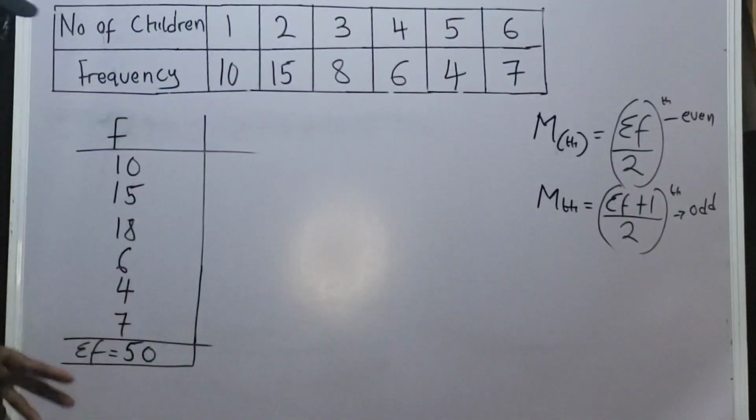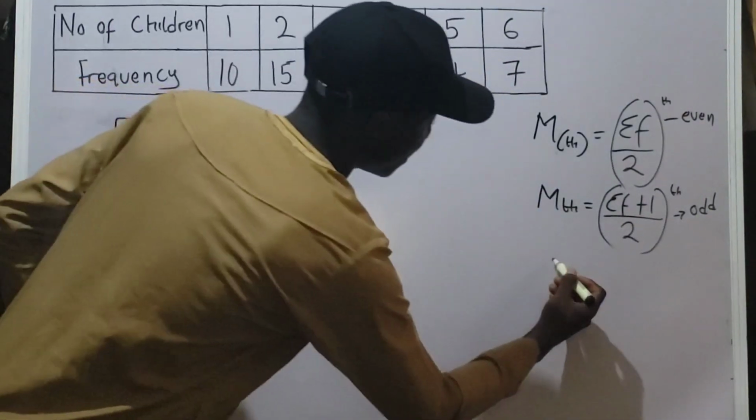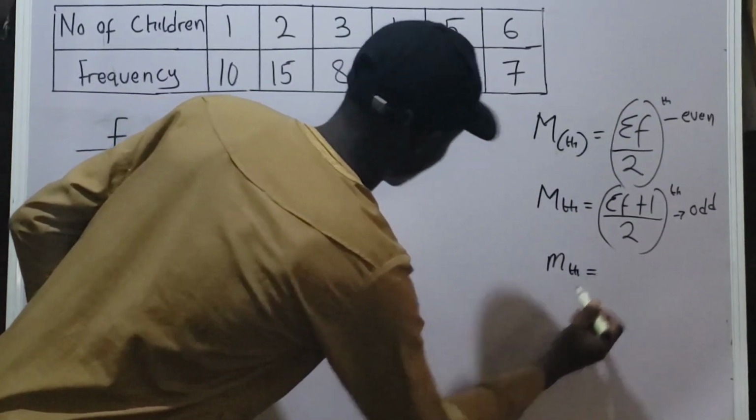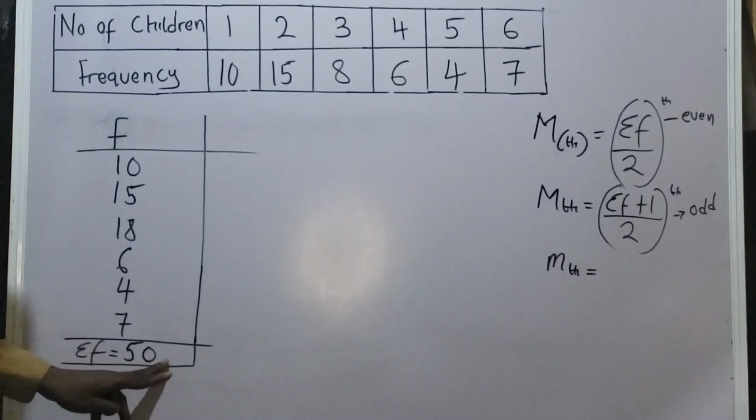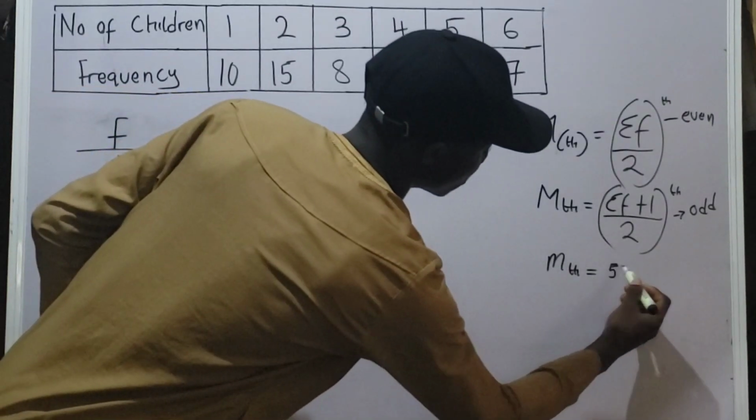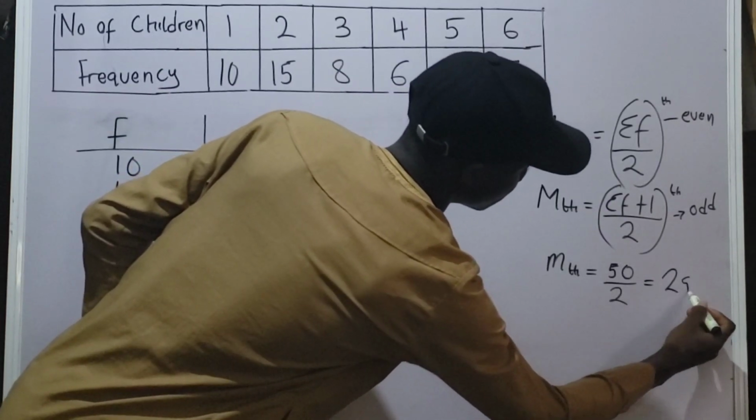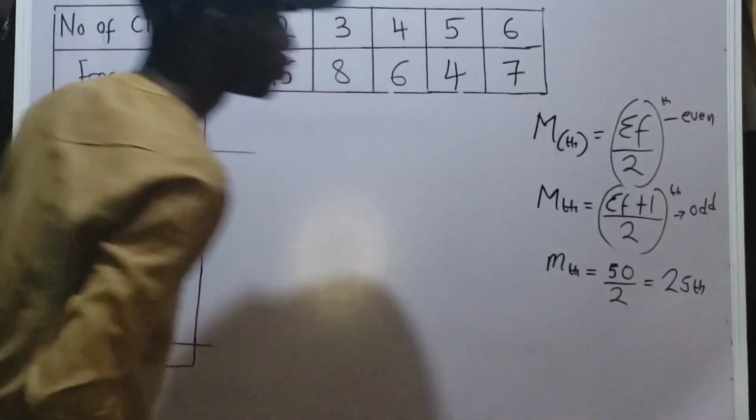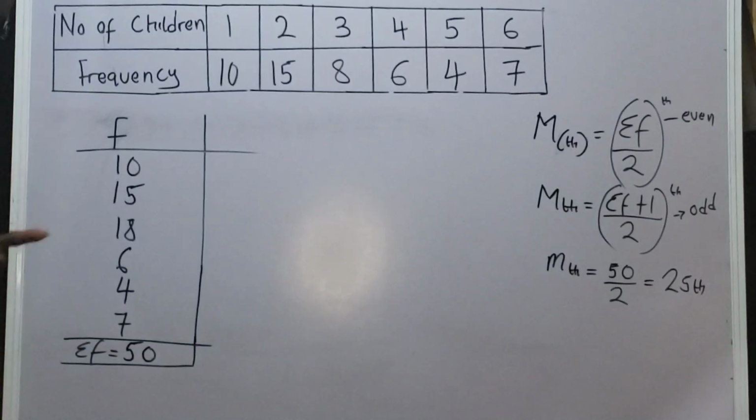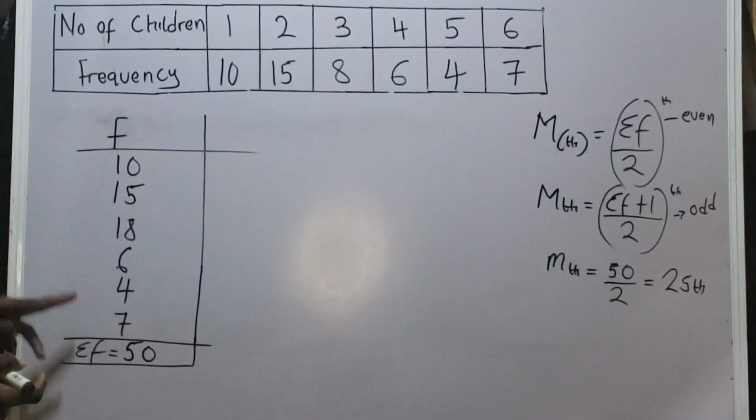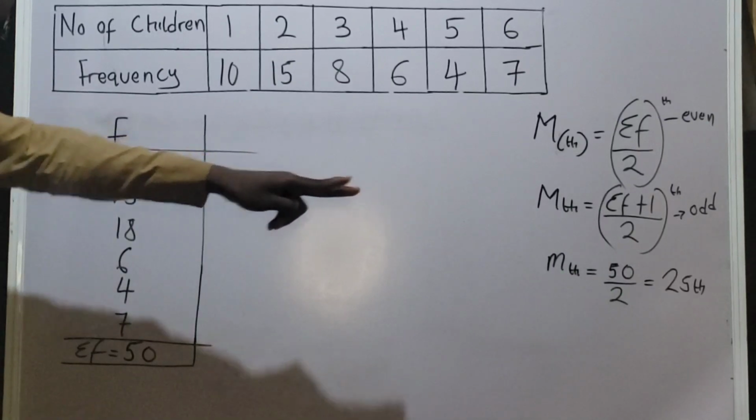So the position of the median number can be determined by using the formula. The median position is equal to 50, which is the sum of the frequency, all over 2. That is the 25th term. So the 25th term is the position of the median number. The median class is the 25th.